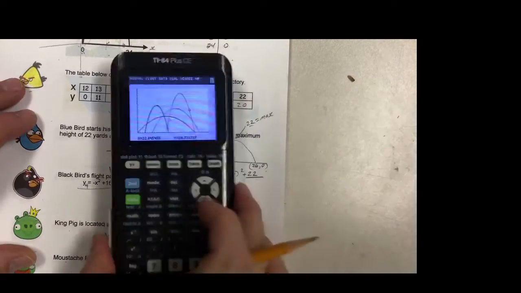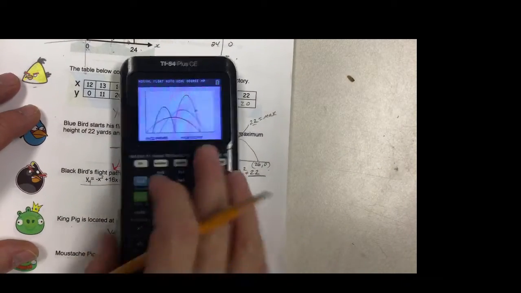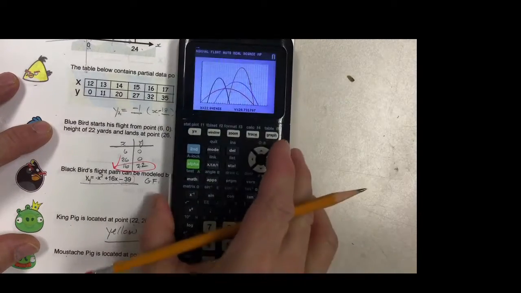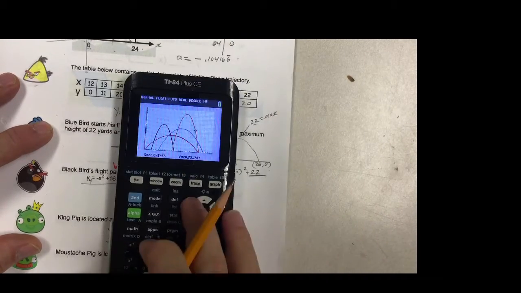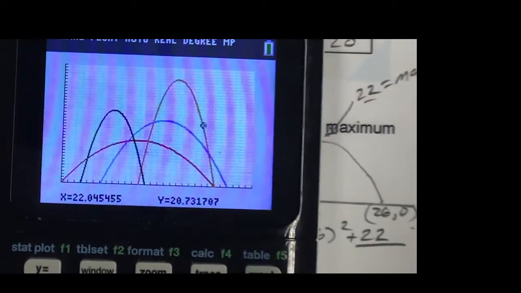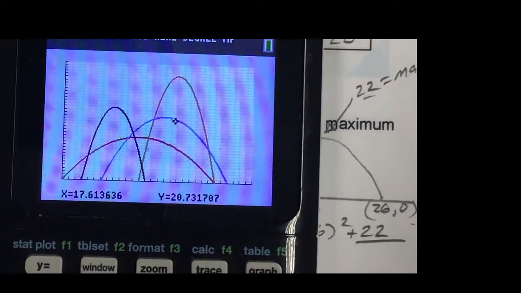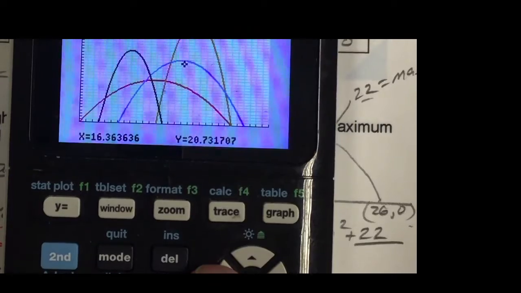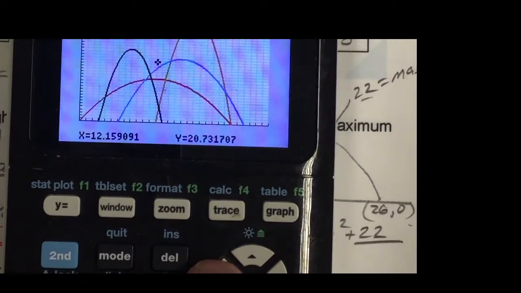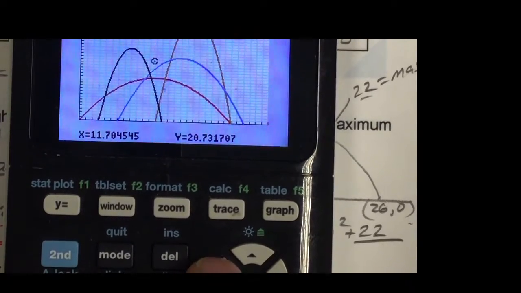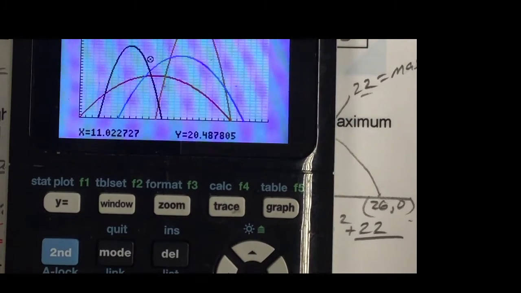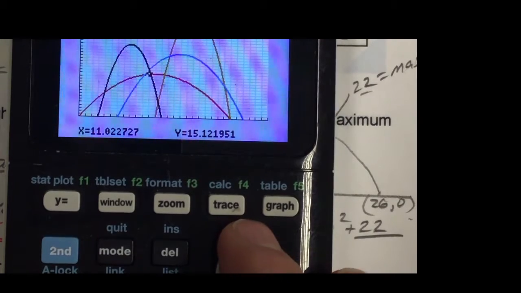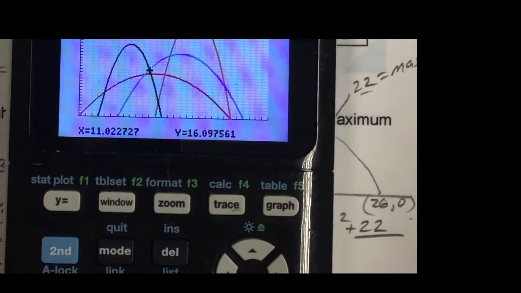Okay, so I just use my arrow key to figure it out. And matter of fact, let's do it again here with Mustache Pig just to show you how you do it. I still have my graphs on there. Mustache Pig's at 11, 16. So I'm just going to scroll over here. I'll zoom in here. I'm going to scroll over using my arrow keys to 11 and 16. X is 11 and 11.7, as close to 11 as I can. There, 11.02. And Y is 16. Oh my goodness, they're right close.